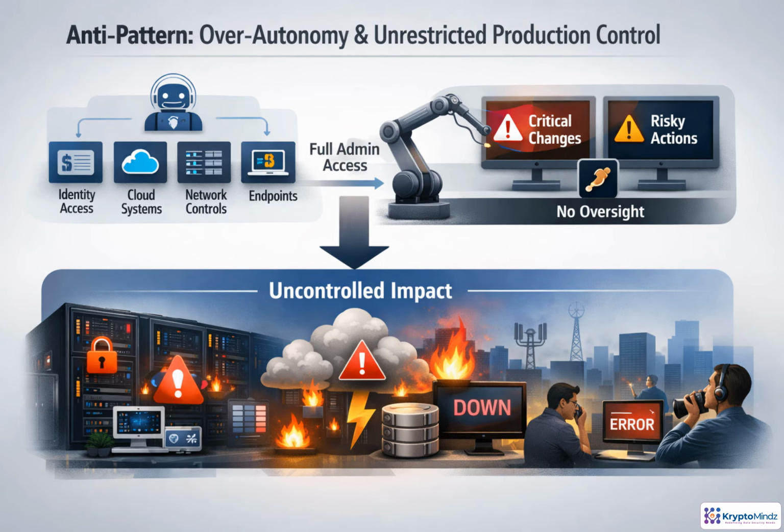The failure mode is not that the agent is powerful. It is that the power is unbounded. If an agent can change IAM, cloud, endpoint, and network controls without approval, one bad recommendation, prompt injection, or flawed playbook can become an outage. Treat production permissions like hazardous tools. Tier actions by risk, require approval for disruptive steps, scope credentials tightly, and make rollback part of the control design.